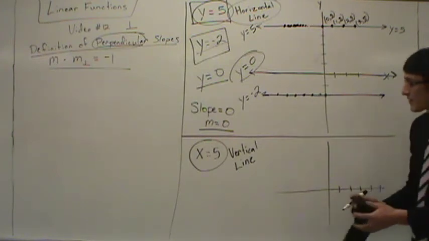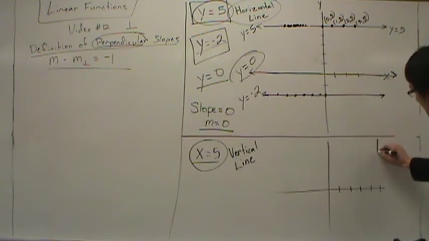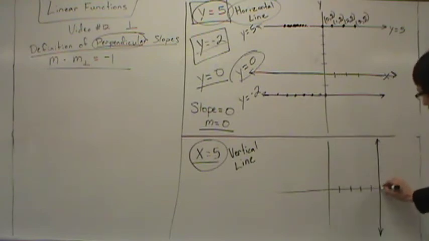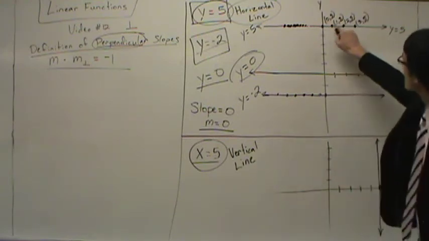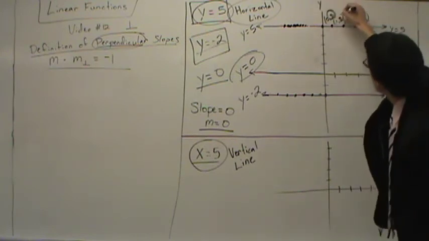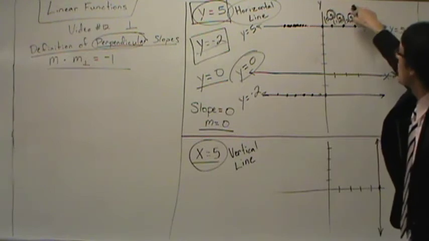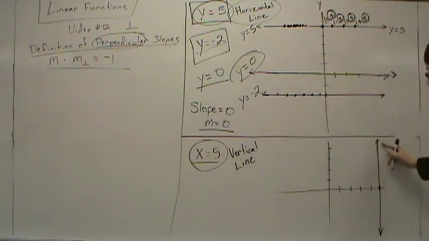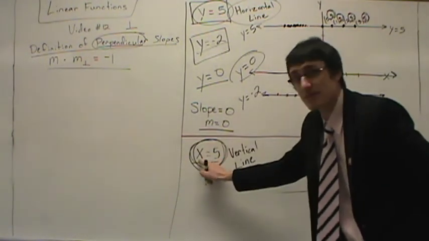So if we want to graph the vertical line x equals 5, it is the line that crosses through 5 on the x-axis, and it's vertical. Let's look at all of these points on this line. Notice that up here, all of the points had y values that were the same. The top line was all points whose y values were 5. On this line, hopefully you can guess that all of the x values will be 5.